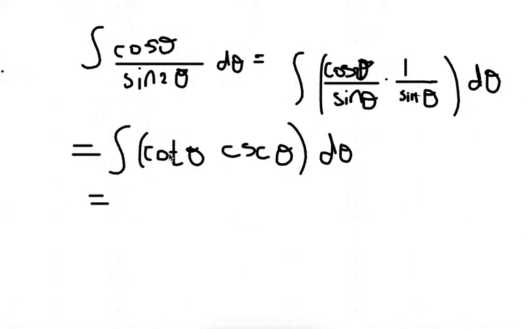Okay. Now, this is a known rule. Just like if you had the integral of 1 over x, you should know that's ln x, just like if you know the derivative of ln x is 1 over x. So this is the same thing. This will be negative cosecant theta. This negative cosecant theta, when you take the derivative of that, you will get cotangent theta cosecant theta. So the antiderivative of this is this.